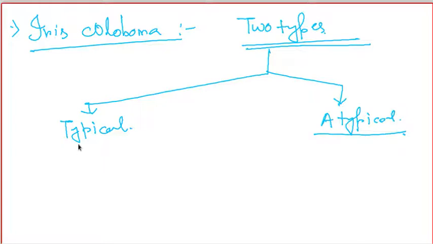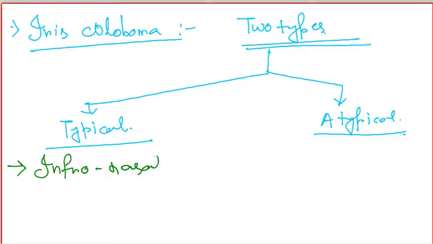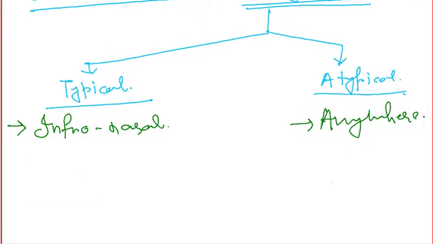So what is the difference between typical and atypical? If the coloboma is seen in the infranasal area of the eye, that is the infranasal part of the iris, then it is infranasal iris coloboma, that is typical. And anywhere other than infranasal, it will be called atypical iris coloboma.